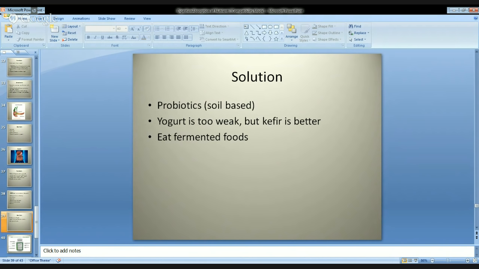Fermented foods, and that would be like kefir, pickles, sauerkraut. What else? Kombucha. Those are all fermented drinks. Those are really good.